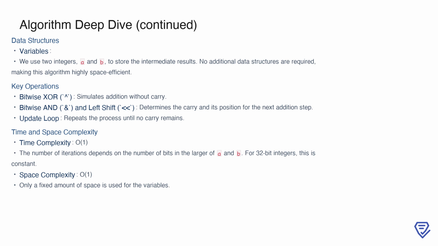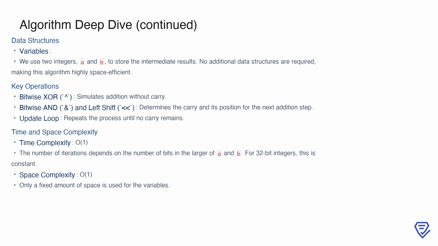The only data structures we use are the two integers, a and b, to store intermediate results. No additional memory is required, making this approach highly space efficient. The key operations, XOR for addition without carry, and AND combined with left shift for carry computation, and the iterative update loop are straightforward and repeat until the carry is eliminated.